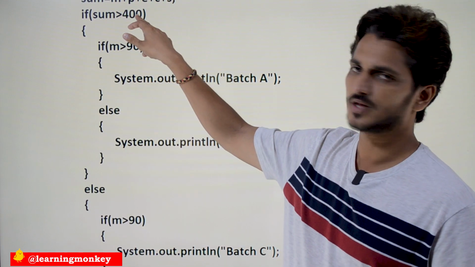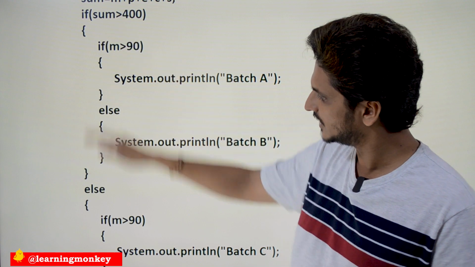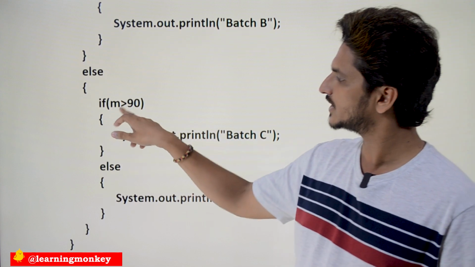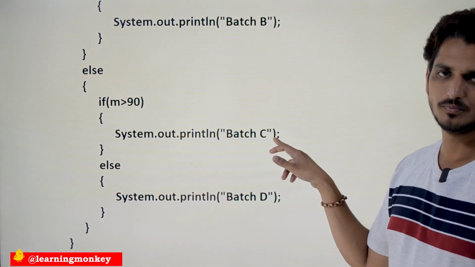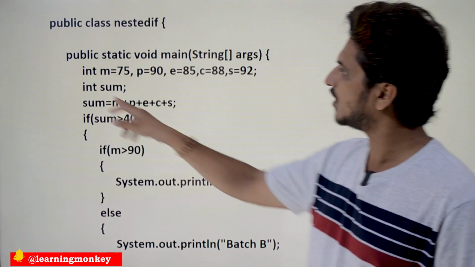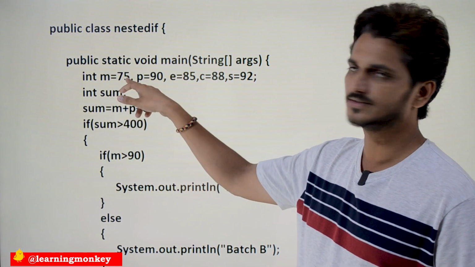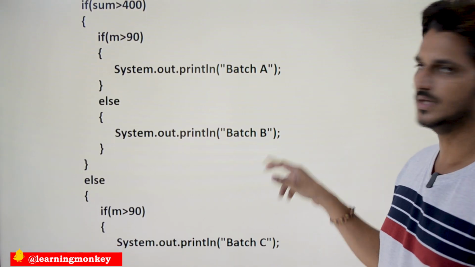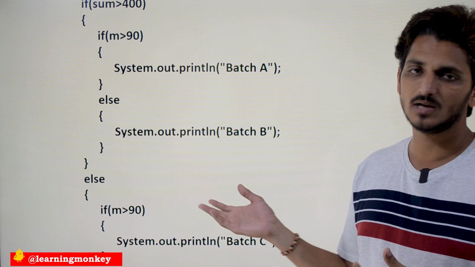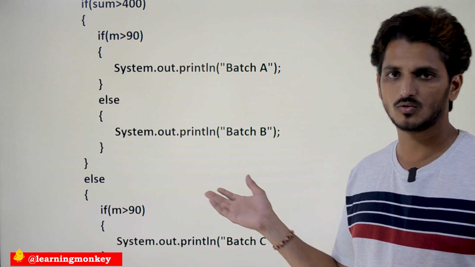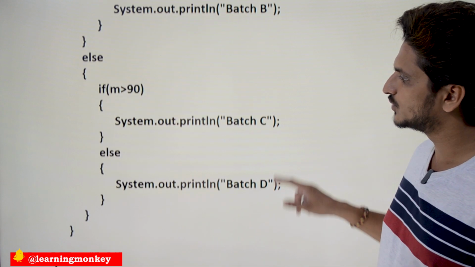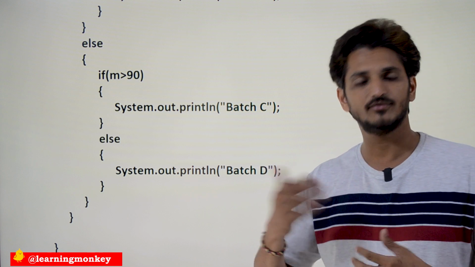If sum greater than 400, if this condition fails, it will go to else, meaning less than or equal to 400. In this else part, we check if maths greater than 90, he belongs to batch C, else he belongs to batch D. In our example, if you sum all this, it is greater than 400, but maths marks are less than 90. So he belongs to batch B. That is the output you are going to get if you execute this program. Anyhow, the program is available on our website learningmonkey.in. You can download the code and execute it in your Eclipse system. So this is how in this type of situation we use if, else if, nested if conditions.